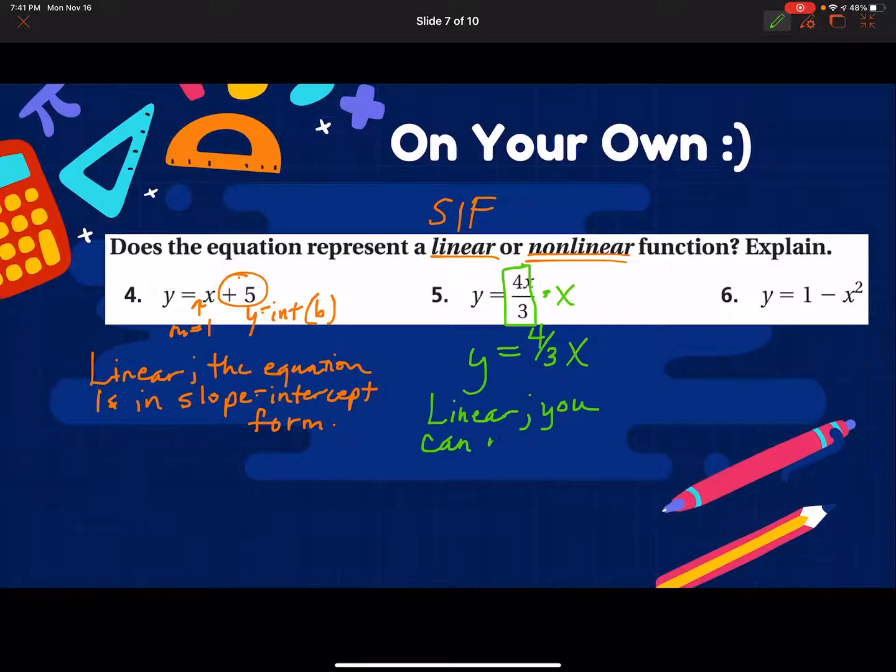You can rewrite in slope-intercept form.